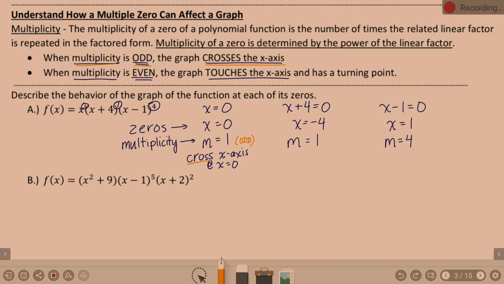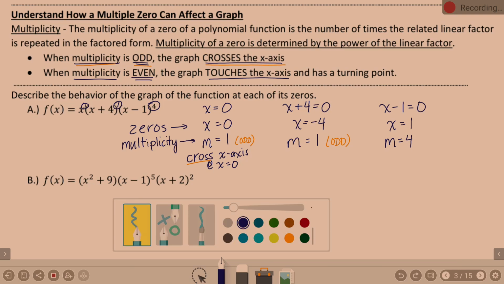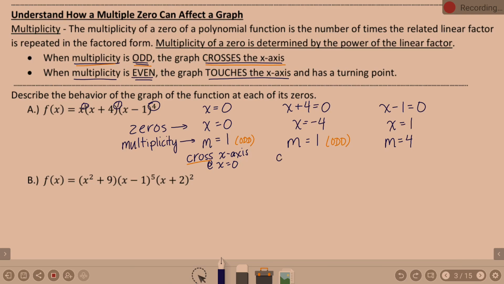What about the next multiplicity? What do you know about the multiplicity of 1 again? Well, 1 didn't change. What do we know about 1? It is still odd. So what is my graph going to do at this 0? It's also going to what? Cross. So my graph is going to cross the x-axis, and this time we're talking at the 0, x equals -4.